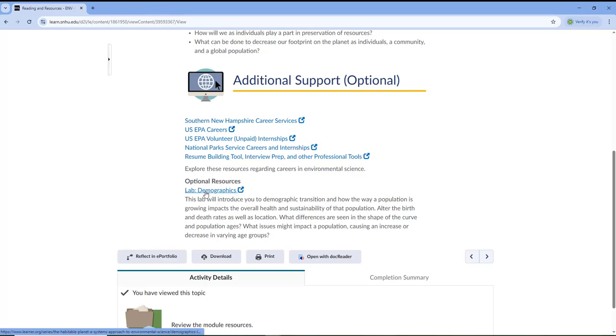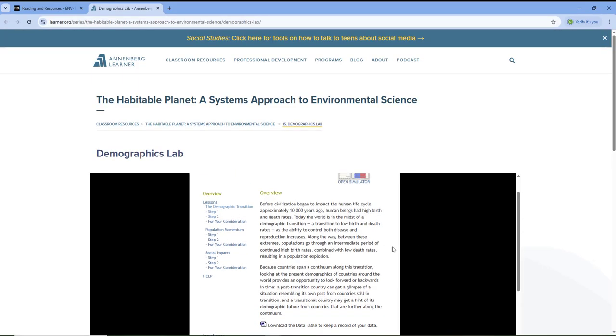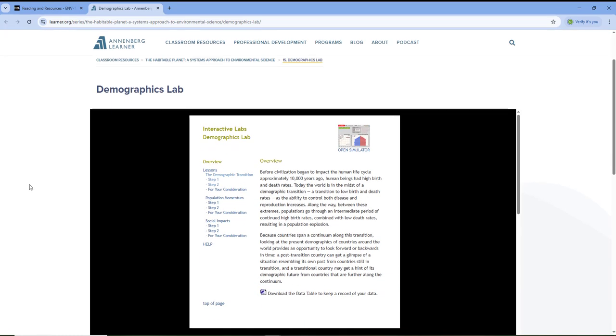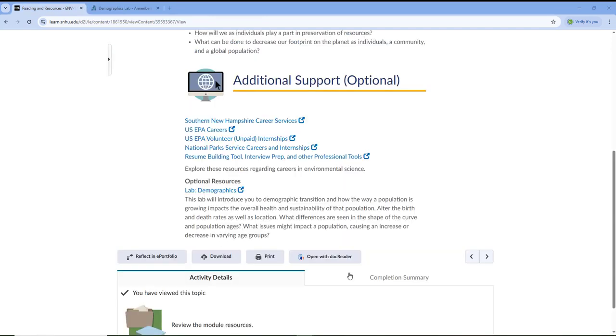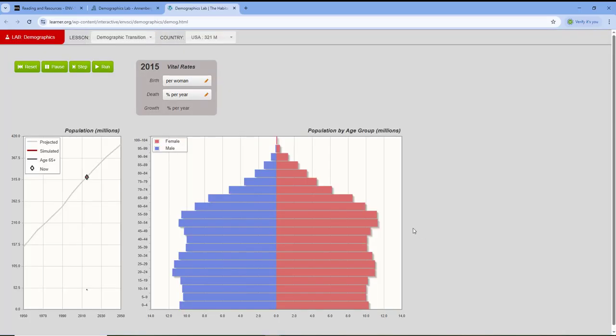Again, this is an optional resource, but this lab is useful to help us understand what happens over time with how populations grow, different human populations. So if we take a look, you can just click on the Open Simulator. And in this case, this is called an age structure model.